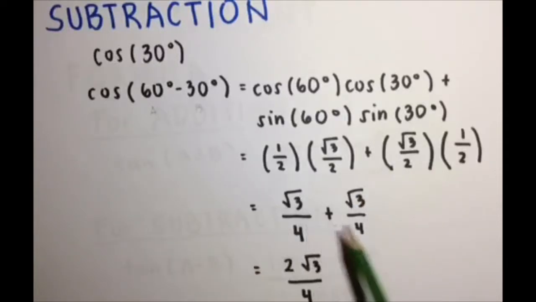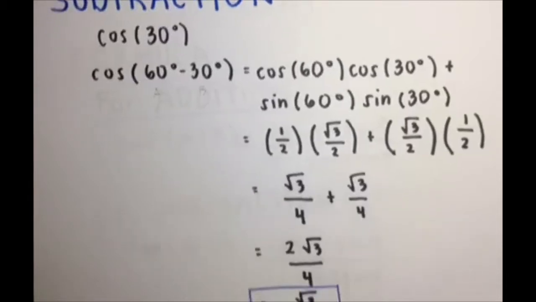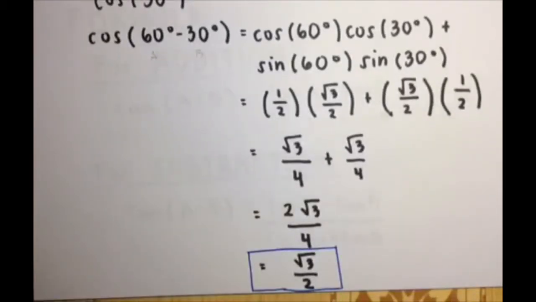We just need to add these two numbers. The answer will be 2 square root of 3 over 4. But we need to simplify it. So our final answer will be the square root of 3 over 2.